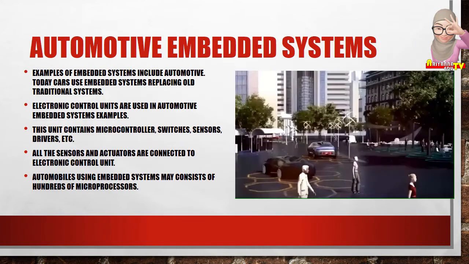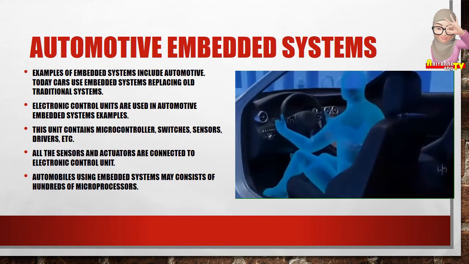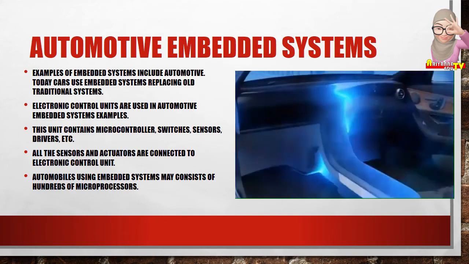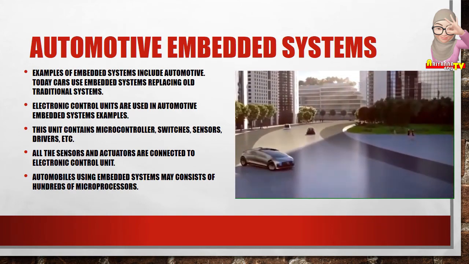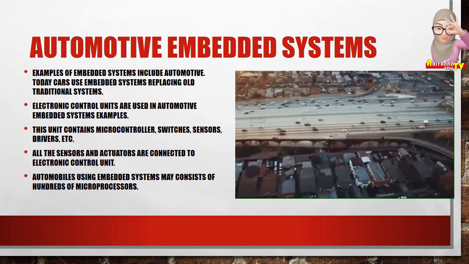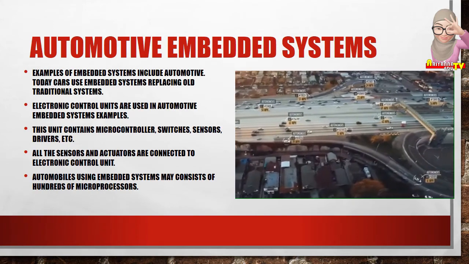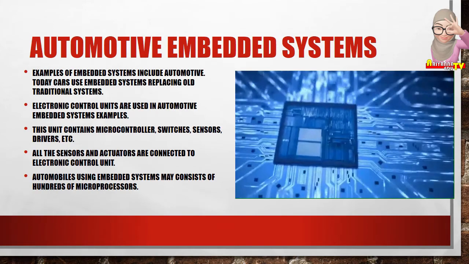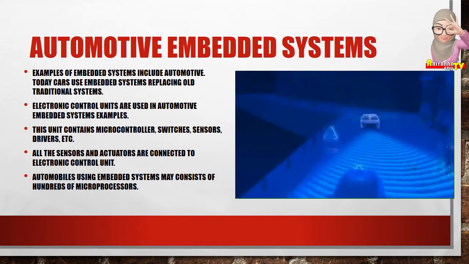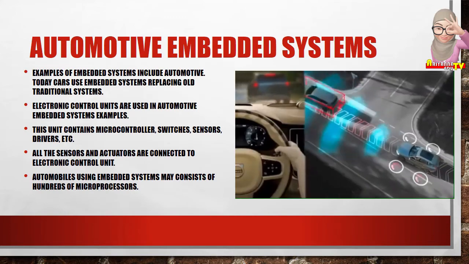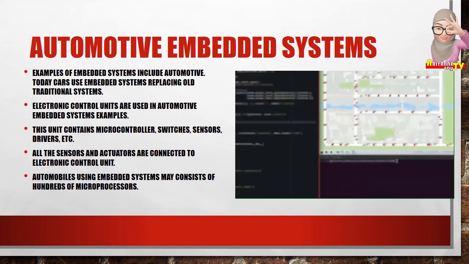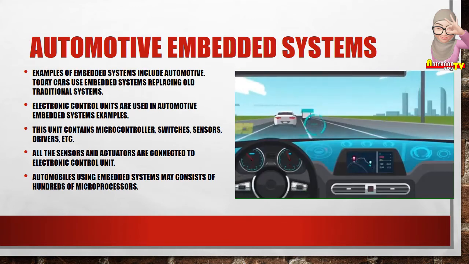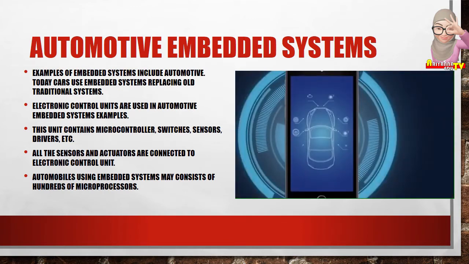Examples of embedded systems include automotive. Today cars use embedded systems, replacing old traditional systems. Electronic control units are used in automotive embedded systems. This unit contains a microcontroller, switches, sensors, drivers, etc. All the sensors and actuators are connected to the electronic control unit. Automobiles using embedded systems may consist of hundreds of microprocessors.